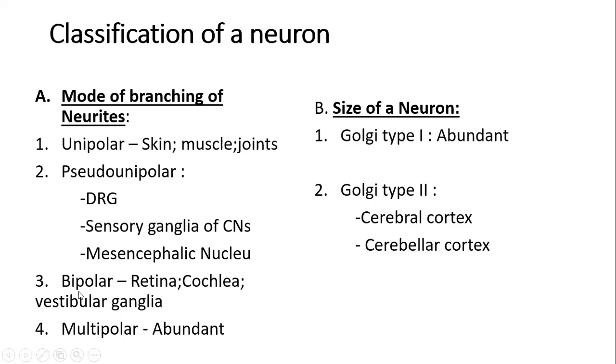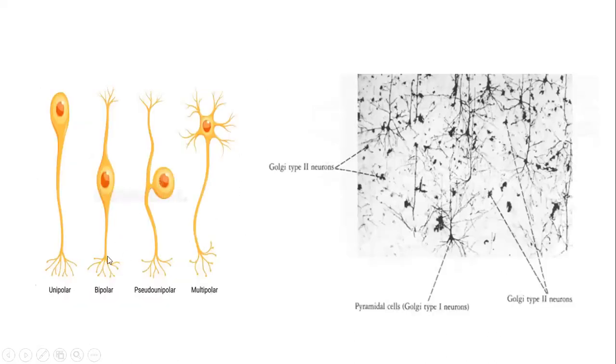Third type of neuron in this classification is the bipolar neuron. Now bi refers to two, polar, two poles. So bipolar refers to the type of neuron having a cell body in the center, and from the two poles or two ends of this cell body arise two processes. So again, compare this diagram of the bipolar with that of the unipolar and pseudo-unipolar.